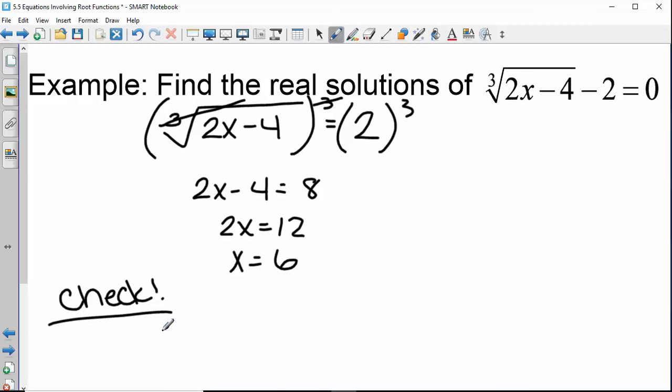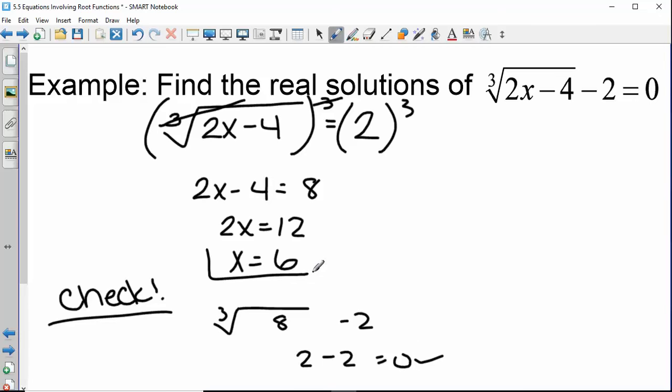The issue is when you start adding squares and things into your problem, you can sometimes get extra answers. So we might get an answer, but then when we plug it back into the original, it doesn't work. So it's very important on every single one of these problems, you have to check your answers and make sure they do actually work. If we plug in our 6, that's 12, minus 4 is 8, cube root of 8 is 2, and 2 minus 2 does equal 0. So this one does check out.